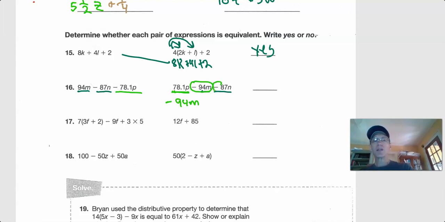Then this would be our second term, because those guys go together. We can't just change the sign that's in front of it, okay? Because it's saying to subtract. And then this would be the third term. It would literally mean plus 78.